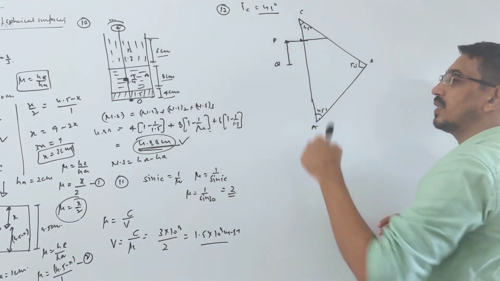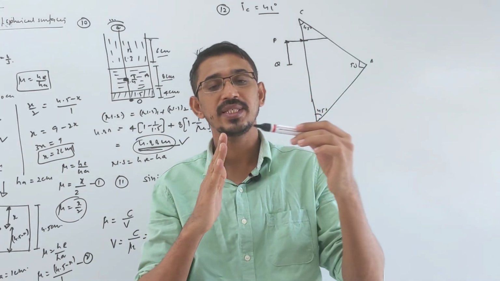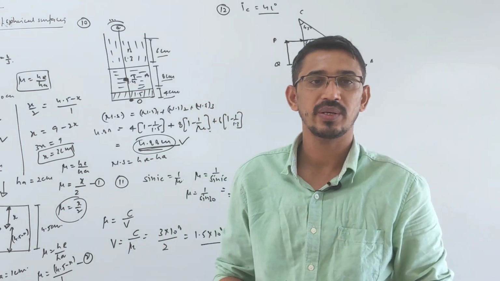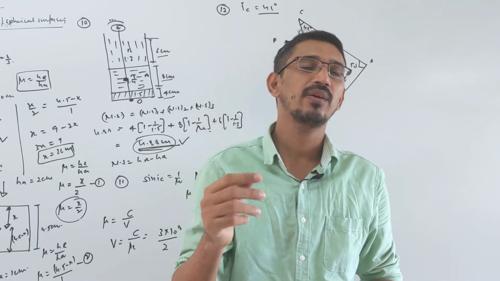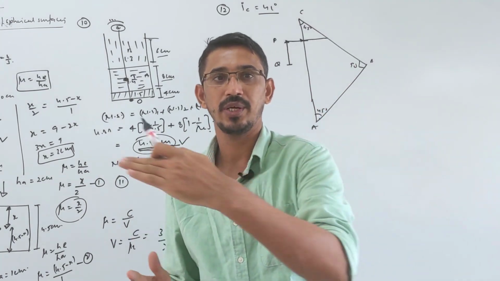Understanding? At this surface, which surface? AC. On the AC surface, the rays are incident perpendicular to the surface, or making 0 degrees with the normal, right? So the angle of incidence is 0, the angle of refraction is also 0, and the light will not deviate at all. It will pass straight.